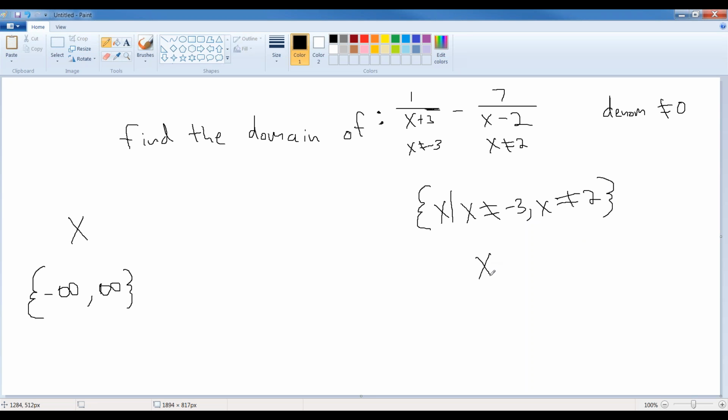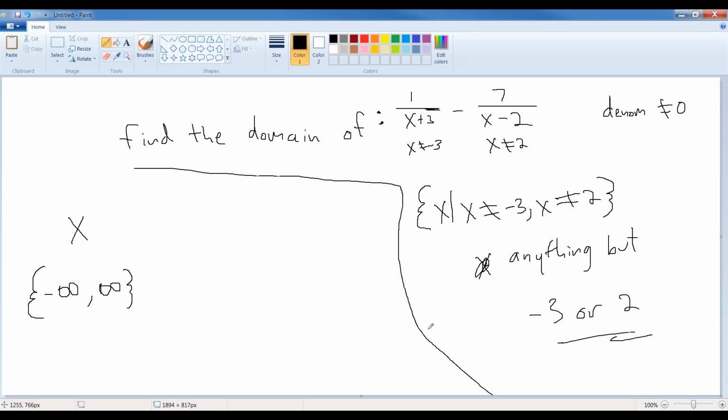If you just wrote the answer is x can be anything but -3 or 2, that's still a full credit answer. It's fine, because that's what it is. That is the actual answer. That's one type of question you might get in terms of the domains.